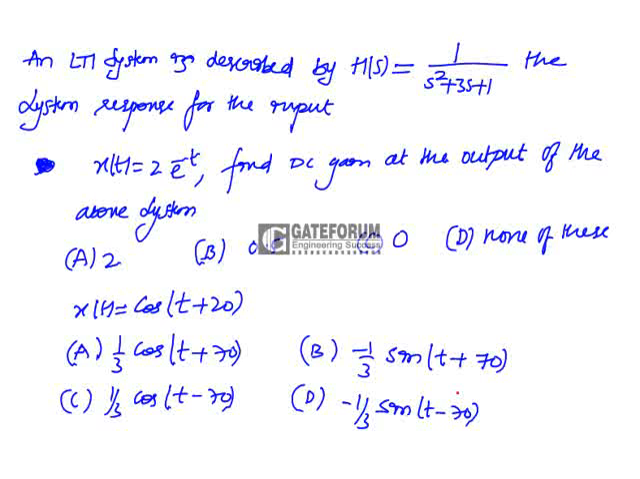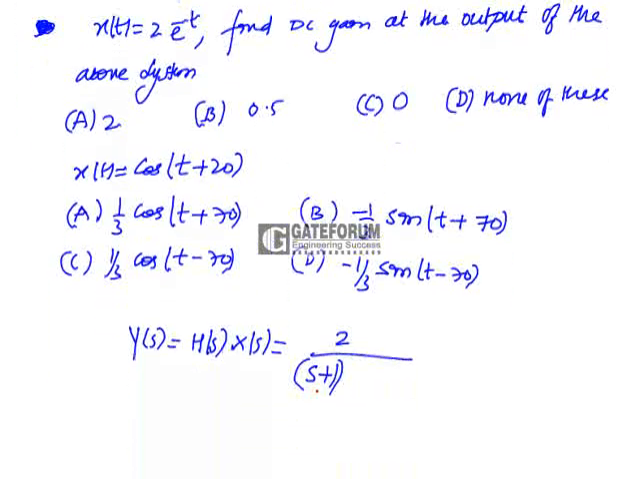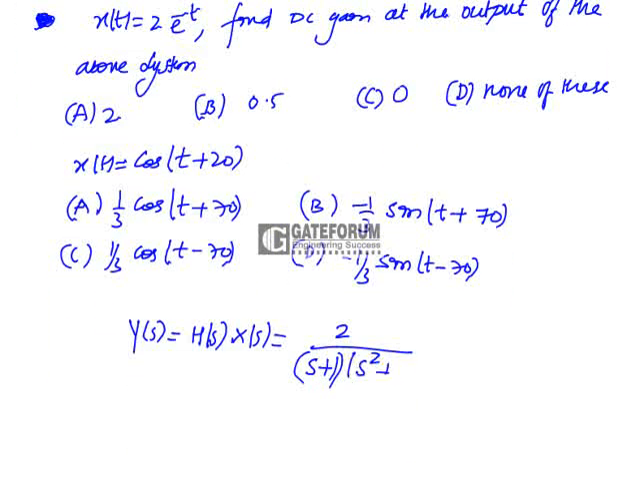Now what is Y(s)? Y(s) is equal to H(s) into the input X(s). So X(s) is 2/(s+1), into H(s), which is 1/(s² + 3s + 1). Now the limit as s tends to 0 of Y(s) is nothing but the DC gain.